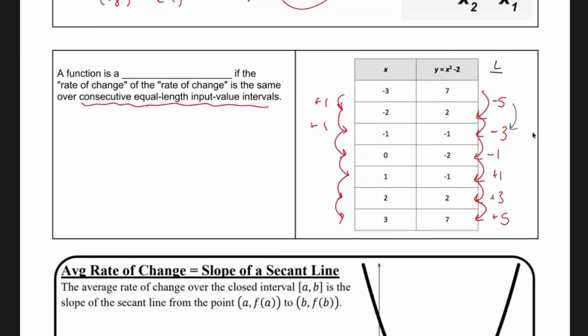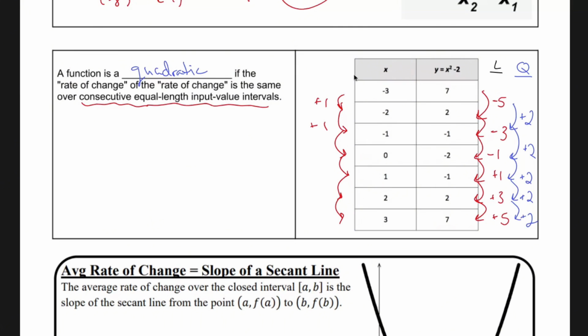And to get from negative 5 to negative 3, I add 2. And to get from negative 3 to negative 1, I add 2. And from negative 1 to 1, I add 2. And from 1 to 3, add 2. And from 3 to 5, add 2. So the rate of change of the rate of change is now the same. And if the single rate of change is going to be linear, well, wouldn't it make sense that the next guy is going to be quadratic? And so, yeah, it would make sense. So we're just going to say quadratic.